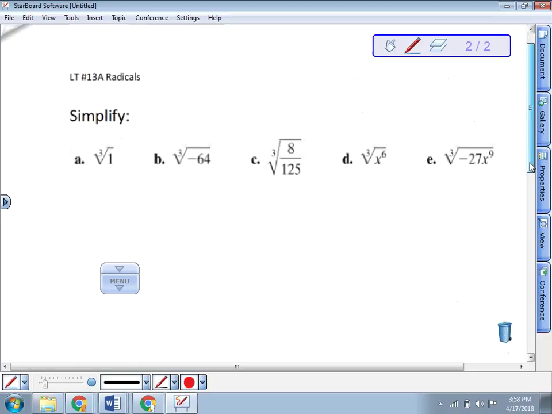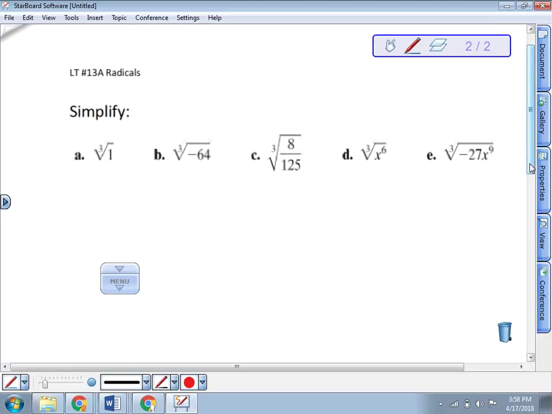Now we're going to talk about perfect cubes, or cube roots. So what times itself 3 times? Again, x times x times x has to equal x cubed. So what would be a perfect cube? Look at the first one. What times itself 3 times would equal 1? In this case, that would just be 1. 1 times 1 times 1 equals 1. So it would just be 1.